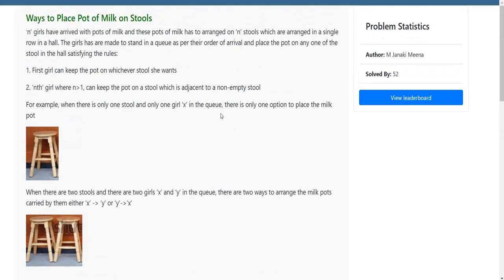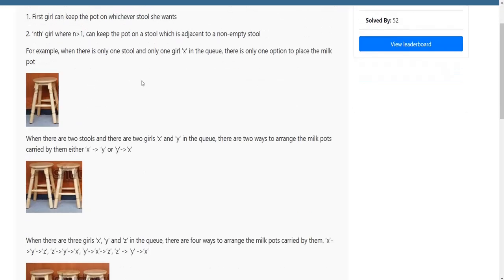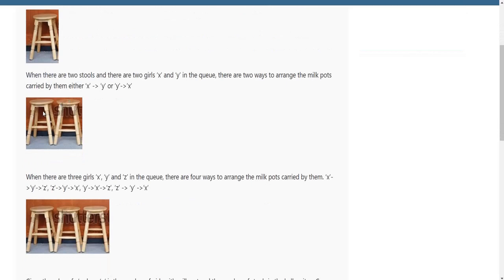So the first case is if we have only one pot and one stool, then there is only one way to put the pot on the stool. If we have two stools and two milk pots, then either we can put the first milk pot on the first stool and then the second milk pot on the second stool, or we can place the first milk pot on the second stool and then the second milk pot on the first stool.